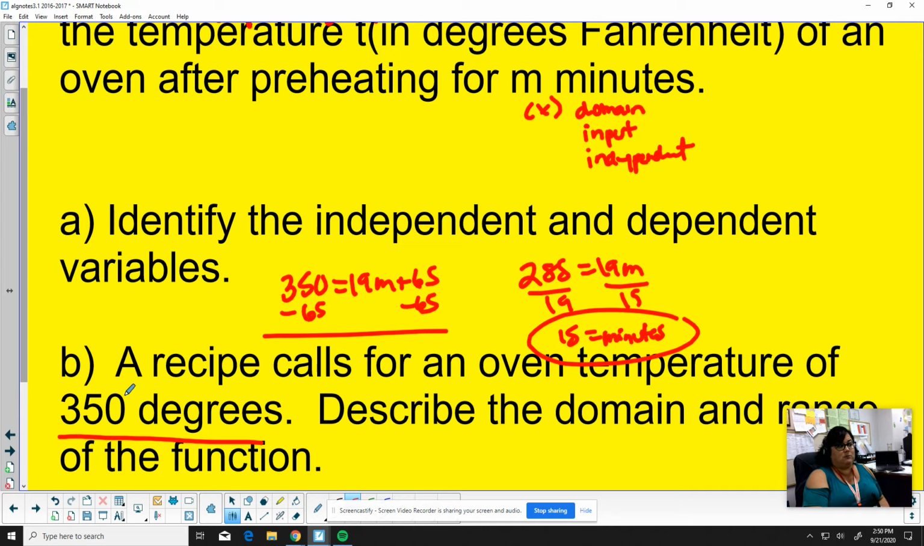Okay, the domain was 350. Actually, no. The range was 350 and the domain was 15. And I know that because minutes is x. Okay, and since it's x, it's domain, it's input, it's independent.